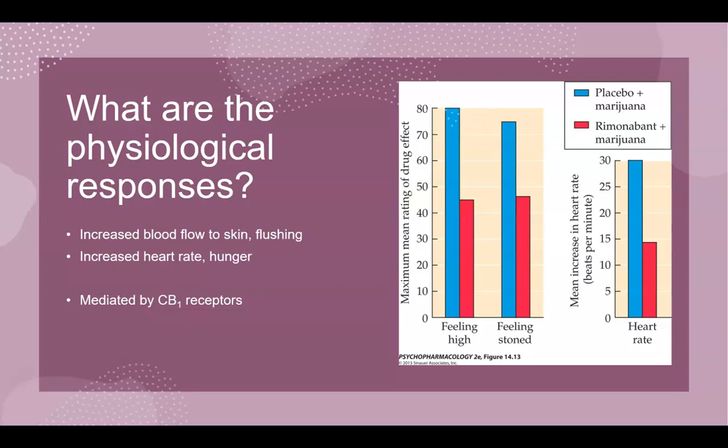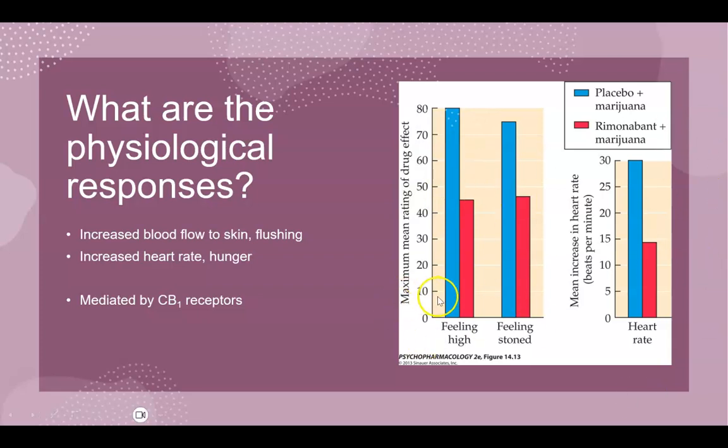In fact, it's that increase in hunger that's one of the major recognized therapeutic uses for marijuana. People who are undergoing cancer treatment, particularly chemo, don't always have the appetite that they need, and they need to eat food and get nourishment to be healthy. And so medical marijuana can be used to stimulate that appetite.